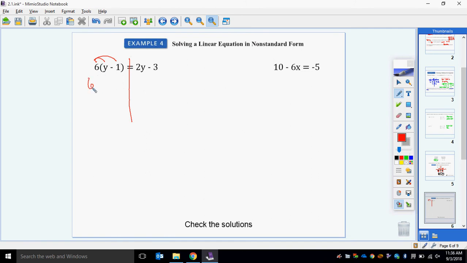6 times y would be 6y. 6 times -1 would be a -6. And everything else stays the same so far. All right, so I have y's on both sides and I have numbers on both sides.